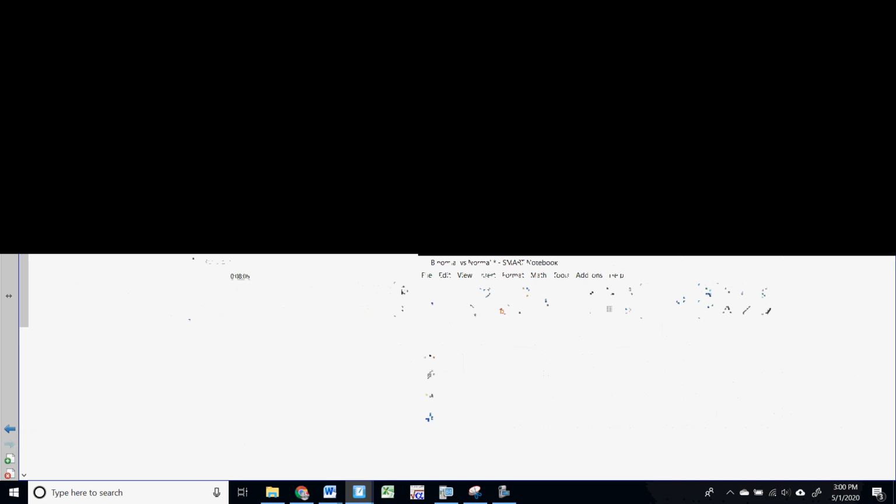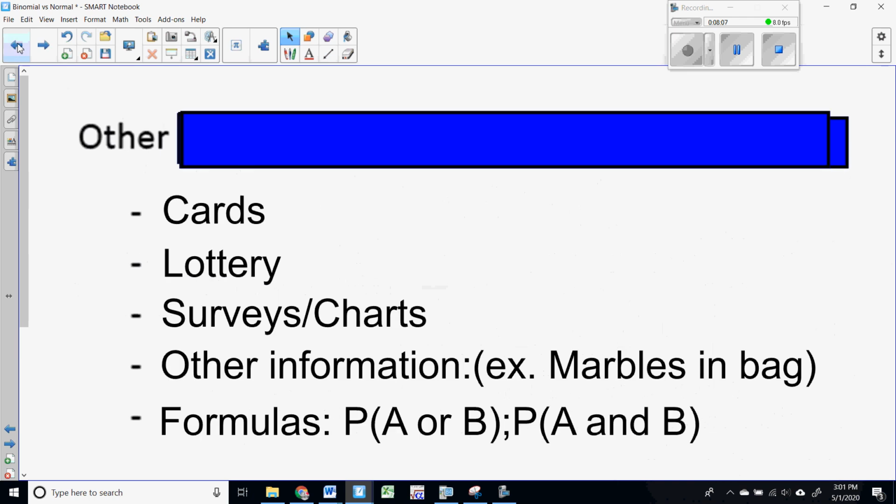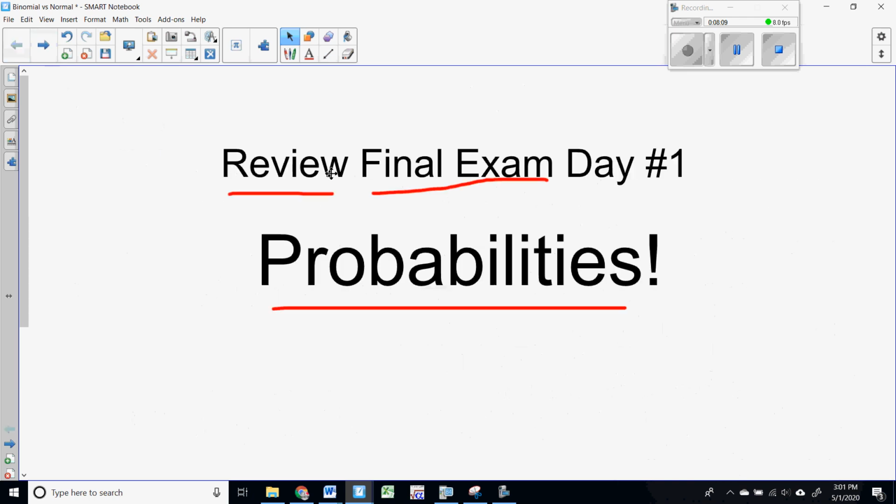So you are now ready to do the homework over the probability. This is the day 1 of the review for the final exam. And as I said, if you are not using the TI-83 and you're trying to do it using the computer, I will post a video that goes over all of the things I've done here and more, reminding you how to do them on the computer.